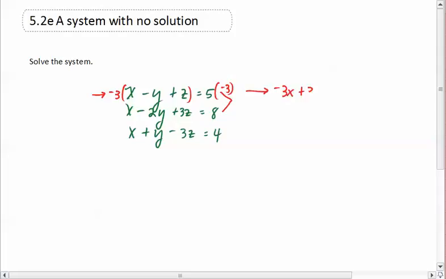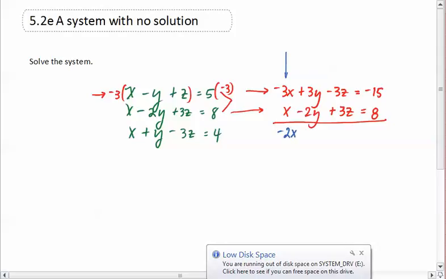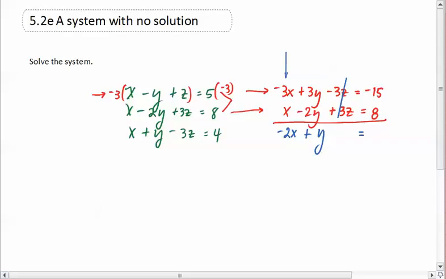So I get -3x plus 3y minus 3z is -15. Now I'm just going to copy that equation, minus 2y. The z column is already set up now, so I'm going to go ahead and add my columns. This column gives me a -2x, and this column gives me a plus y. This is going to go away like I wanted it to, and that's going to give me a -7.